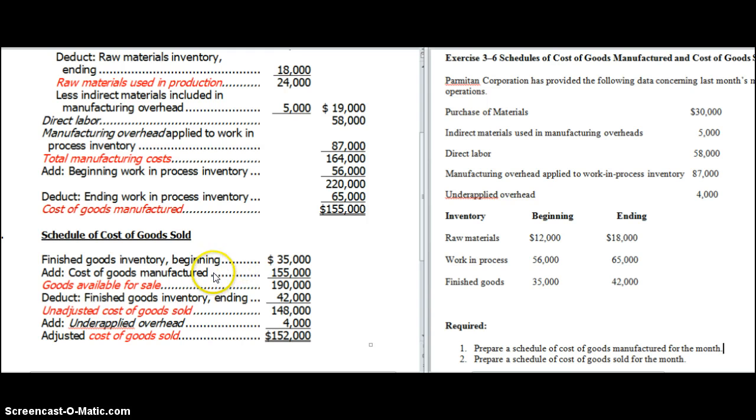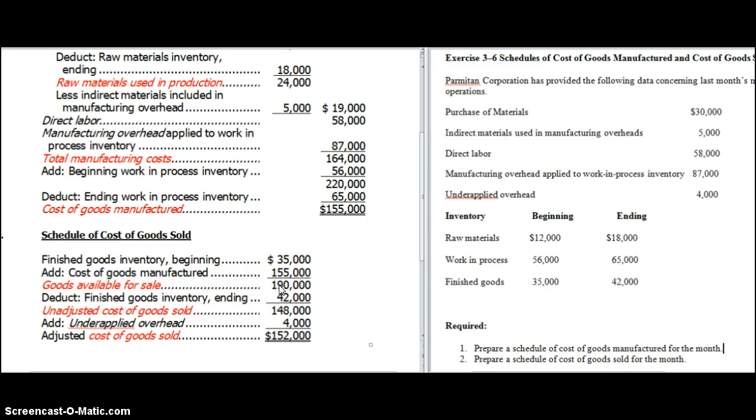Add to that the cost of those goods which you have manufactured during the period, because whatever you have manufactured, you have to sell. So add the cost of goods manufactured to the finished goods beginning inventory, 35,000 plus 155,000. Now the total goods available for sale is 190,000.